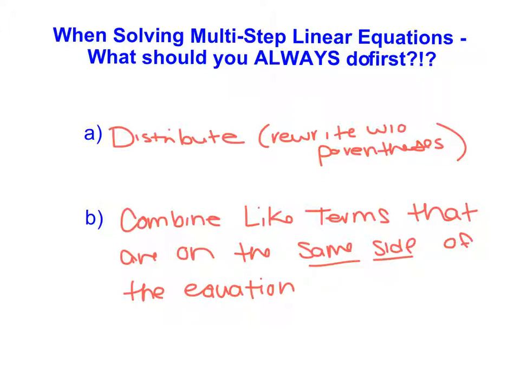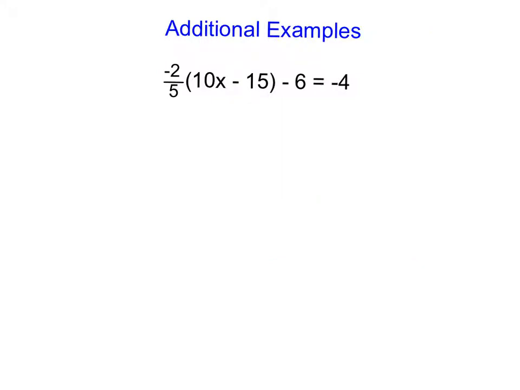So moving forward, these are the first two things you always want to do when you're solving a multi-step linear equation. You should always distribute and then always combine like terms that are on the same side of the equation. So here we're going to now do a couple of additional examples. The first thing I see is a number of subtractions. So in order to prevent myself from making any errors, I'm going to walk through and change those all using keep, change, change.